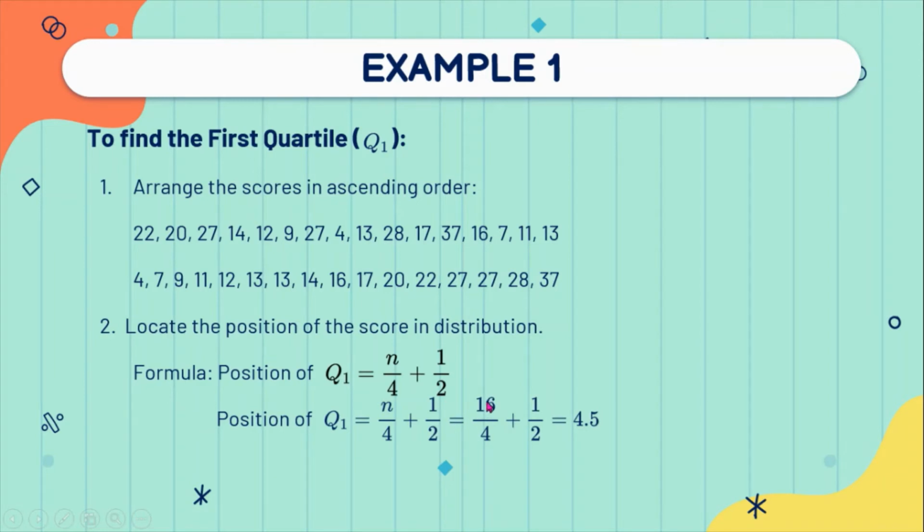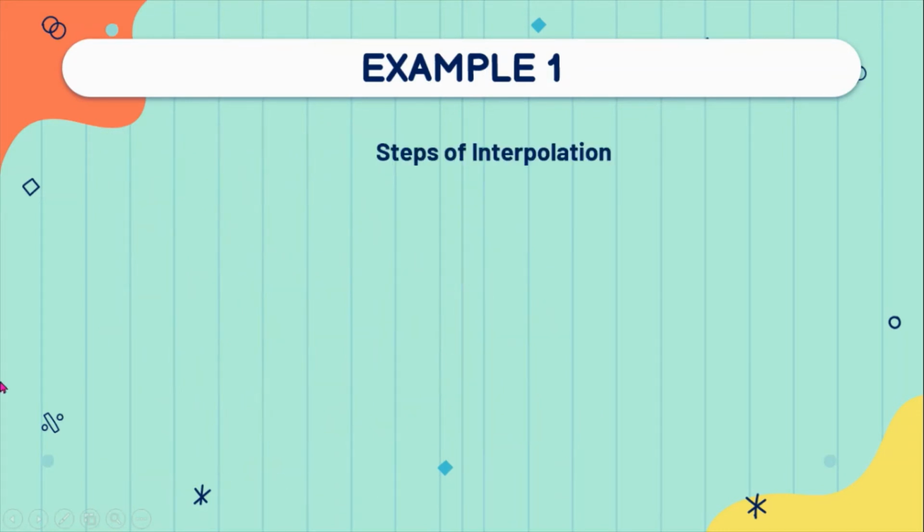Our n here is 16 since the number of scores here is 16. Let's count: 1, 2, 3, 4, 5, 6, 7, 8, 9, 10, 11, 12, 13, 14, 15, 16. From this formula, n over 4 plus 1 half, substitute the value of n, which is 16, so that 16 over 4 plus 1 half is equal to 4.5. Now interpolate the value. These are the steps of interpolation.